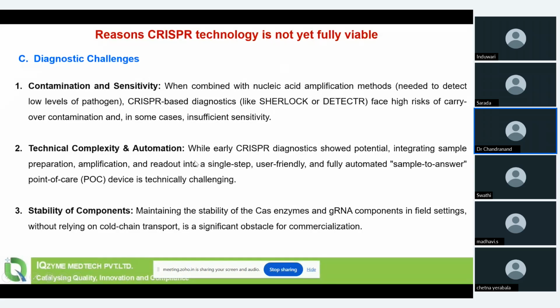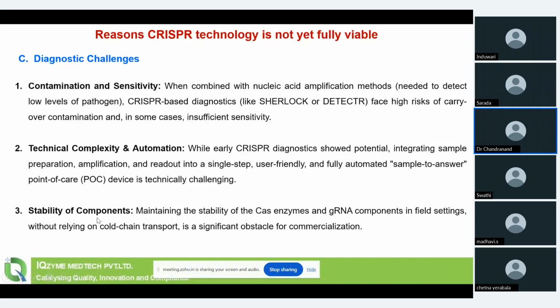Technical complexity and automation. While early CRISPR diagnostics showed potential, integrating sample preparation, amplification, and readout into a single-step, user-friendly and fully automated sample-to-answer point-of-care device is technically challenging. As I mentioned earlier, preparation, amplification, any of these things is again dependent on the initial complex that we try to prepare, and if we are not able to handle the concentration of reagents or sequence carefully, failure is more bound to happen. See, in RT-PCR, we still have a chance of recovery, but that's not the case with CRISPR, because here we are directly dealing with the gene base pairs.